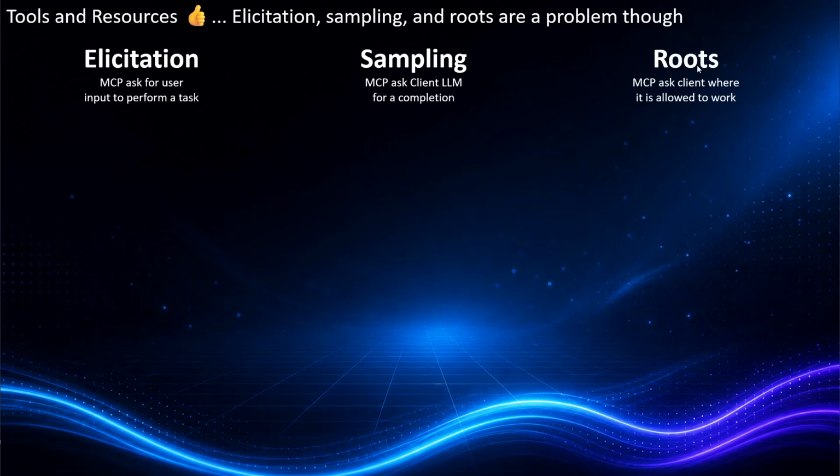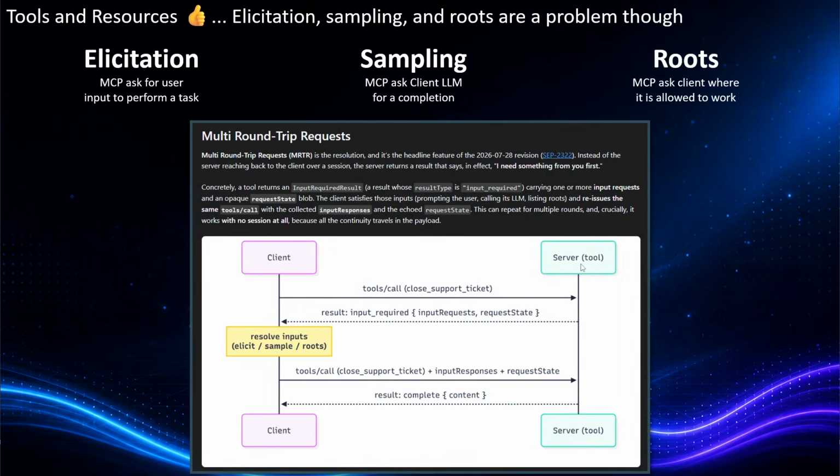Because these required that the server could actually send messages the other way in that stateful session. So for that, something called multi-round trip requests are being introduced and will replace all of these. So it simply goes from server ask the user, server ask the client, server ask where to work, to now just server ask something. And that's been put into one setup instead with some input required.